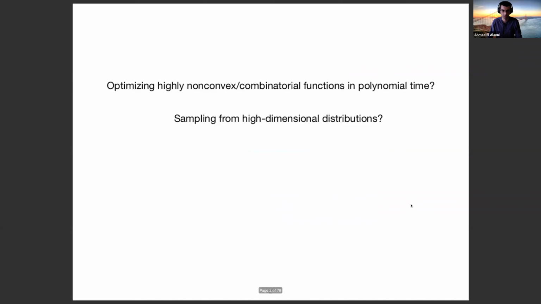So I guess the high level motivation is to optimize non-convex and combinatorial functions in polynomial time. Of course, this is not always possible in the worst case, but we may hope that there are certain nice distributional assumptions that we can put on our problem so that this problem becomes easy. And the same thing goes for sampling from a high dimensional distribution.